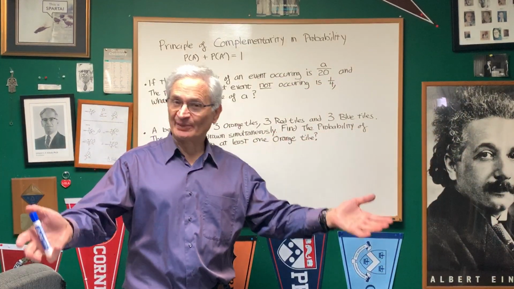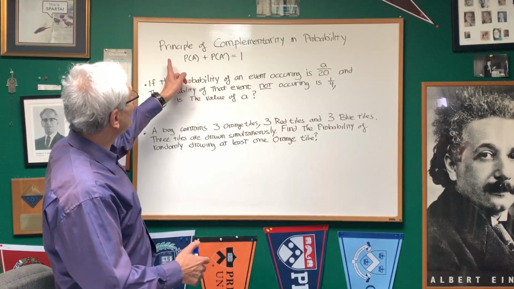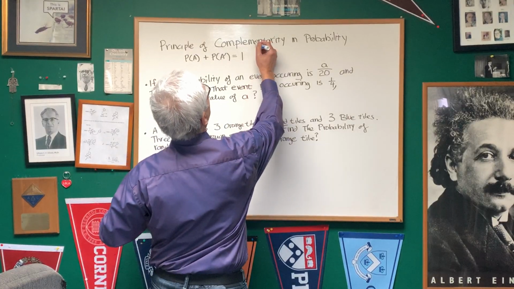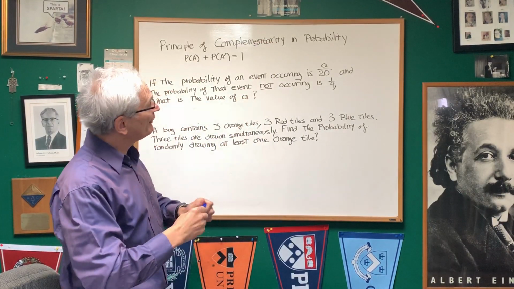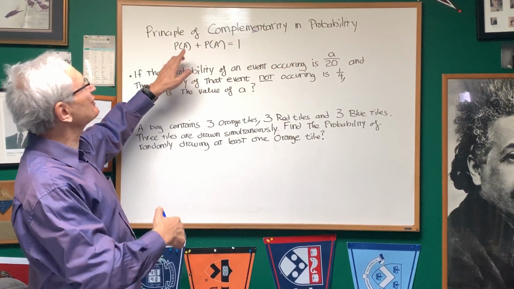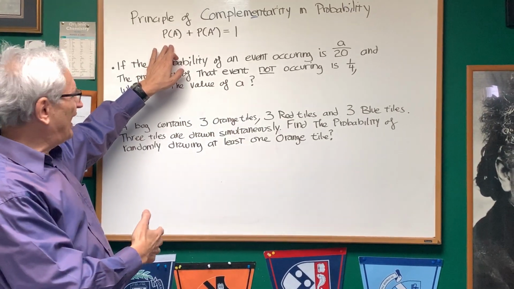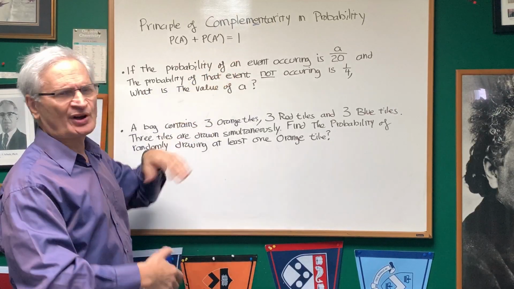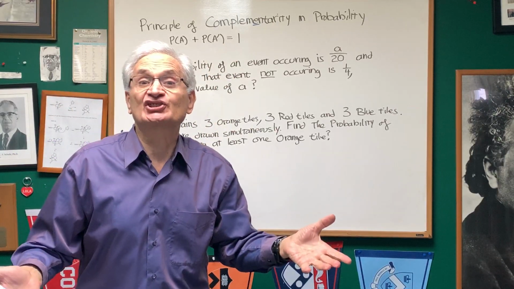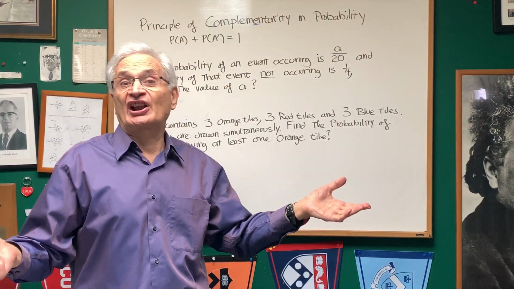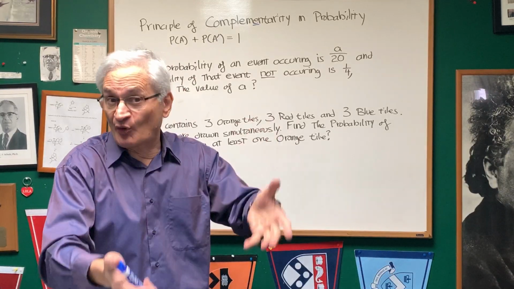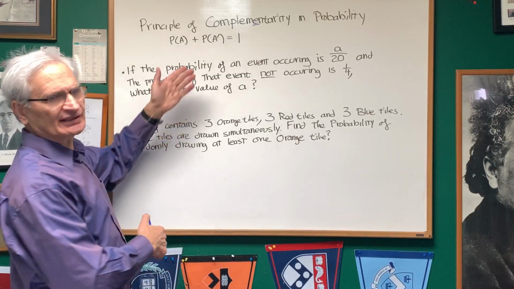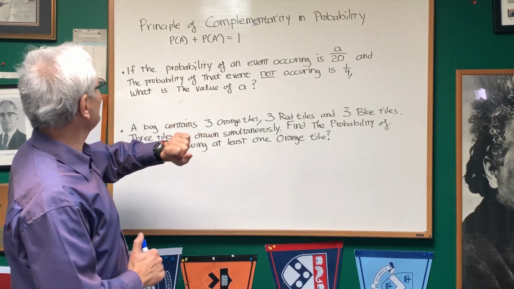This is the subject of probability, and we're going to focus on the principle of complementarity. Notice how it's spelled, complementarity, with an E over here. Basically, it's the probability of event A added to the probability of not event A is equal to 1. In other words, if there's a 60% chance of rain, what's the percent chance that it's not going to rain? It's going to be 40%, whatever is the complement of 100%. Okay, let's do a couple of problems involving this principle.